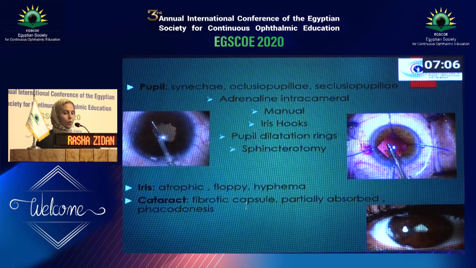So in order to obtain pupil dilatation, you can either do it manually, inject intracameral adrenaline, use iris hooks, pupil dilatation rings, or even multiple small sphincterotomies. The iris is atrophic, maybe floppy, you may get hyphema or bleeding during your surgery. The cataract is not the simple cataract that you're used to. The capsule may be tough and fibrotic, the lens may be partially absorbed, and there may be phacogenesis.